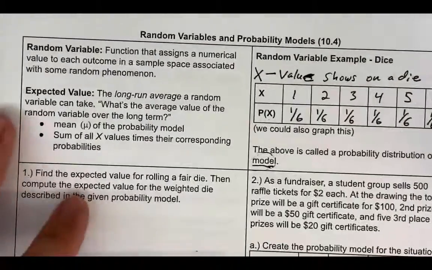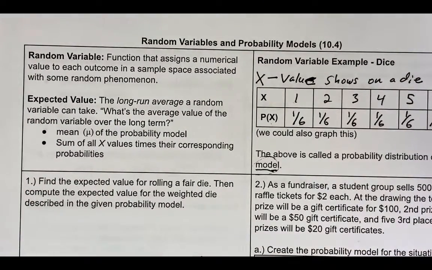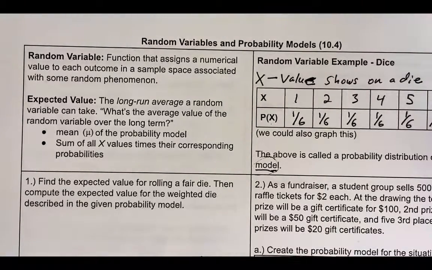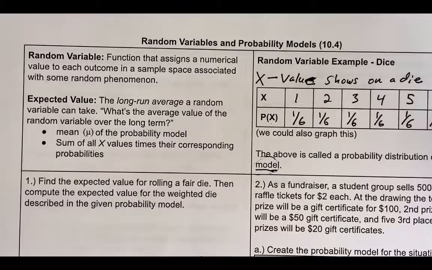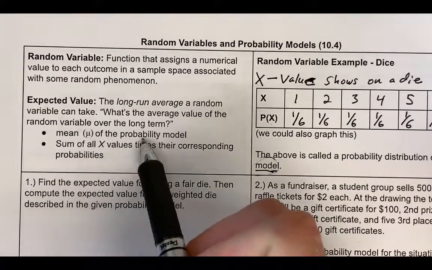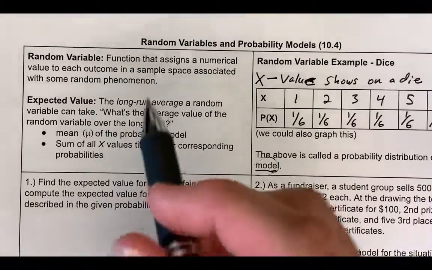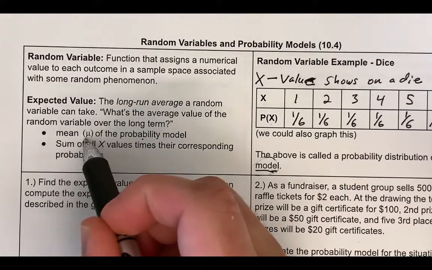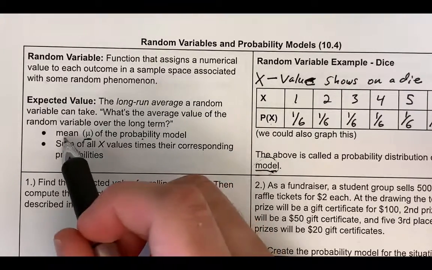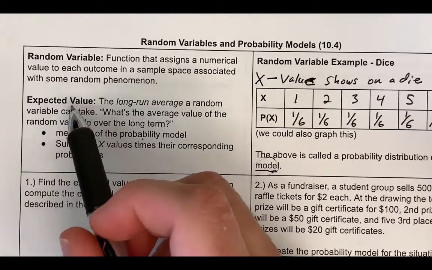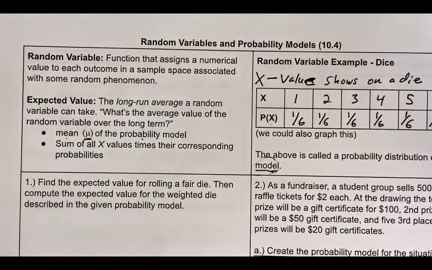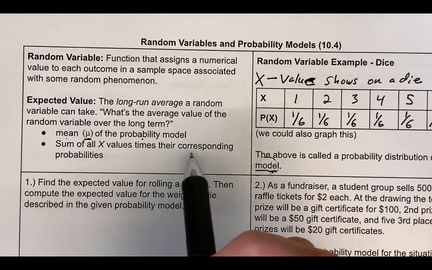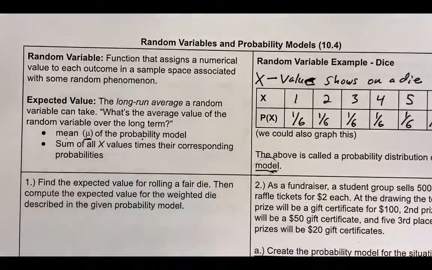Okay, let's go over here real quick. Let's talk about expected value. The expected value is the long-run average of a random variable. This is equivalent to asking what's the average value of the random variable over the long term. This is also called the mean of the probability model, or probability distribution, and this Greek symbol right here is mu. So we'll denote the mean, in the situation of expected value, with mu. This is also the sum of all the x values times their corresponding probabilities. I will often say probability times value, and you're adding up all of those numbers.